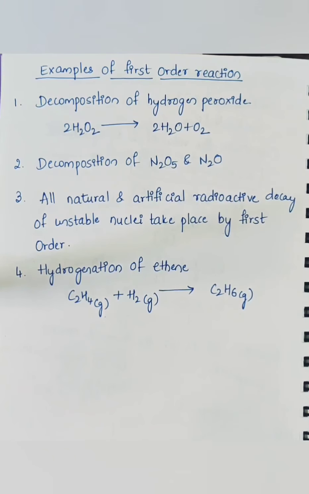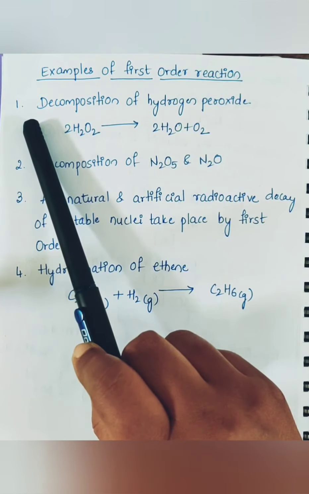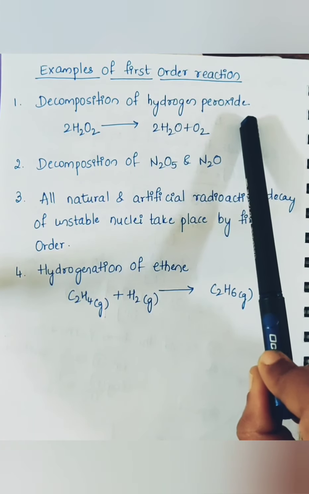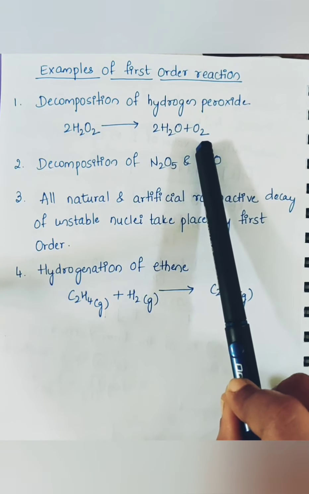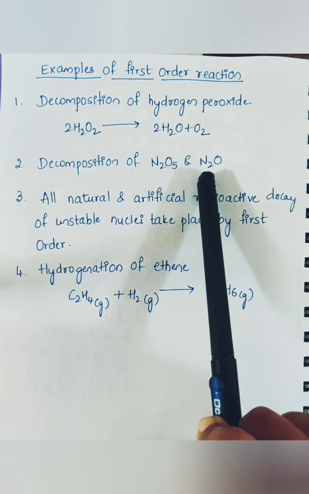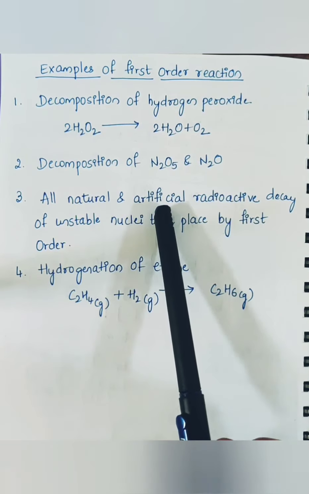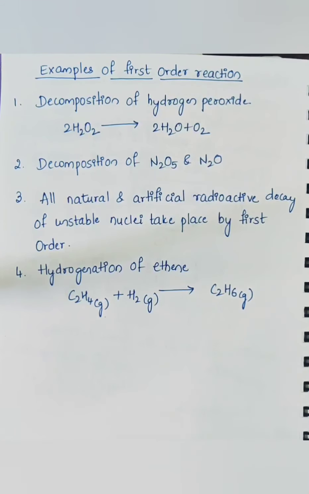Let us consider some examples of first order reaction. First order reactions are said to be very common, and we'll take some examples over here. First example: decomposition of hydrogen peroxide to give water and oxygen is said to be a first order reaction. Decomposition of N2O5 and N2O, nitrous oxide, is also a first order reaction. All natural and artificial radioactive decay takes place by first order reaction, and hydrogenation of ethene to give ethane is also an example of first order reaction.